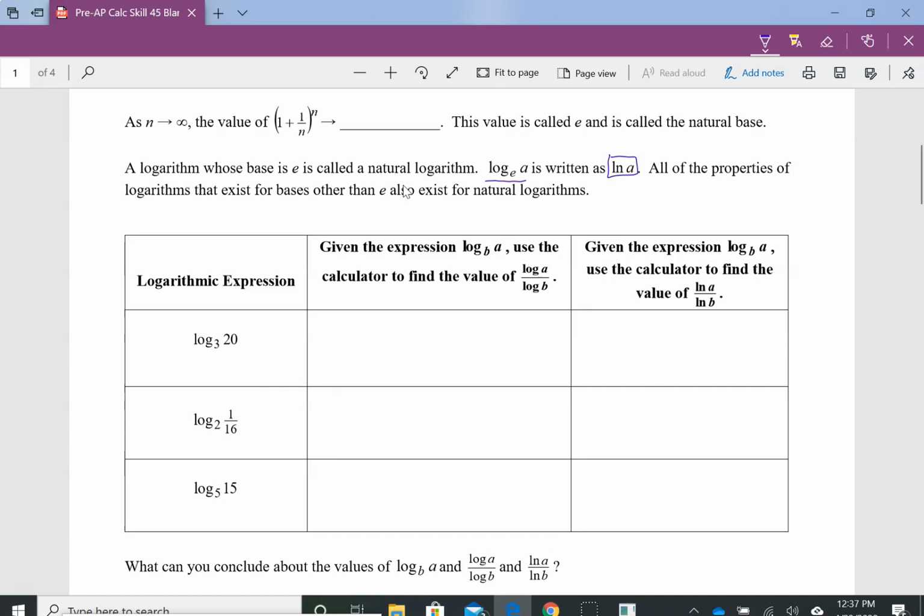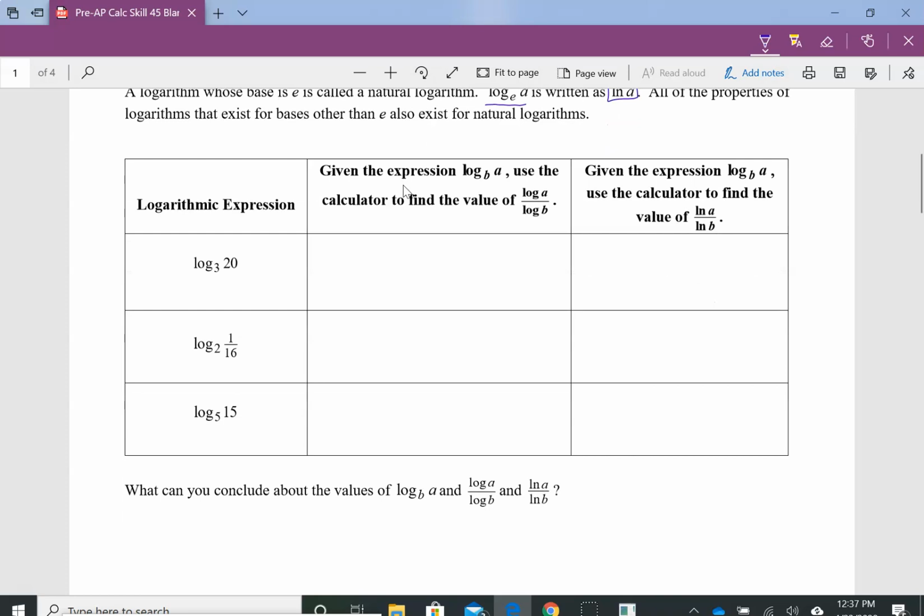All the properties for logarithms that exist for bases other than e will also exist for natural logs. Okay, so last time you might remember we were looking at a log expression, and we talked about if we couldn't rewrite this as 3 to some exponent equals 20, then we could use the change of base formula that says you take the log of your argument and divide it by the log of your base. Doing that on a calculator, I'll do this real quick: log 20 divided by log 3.